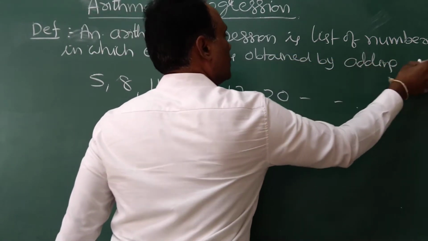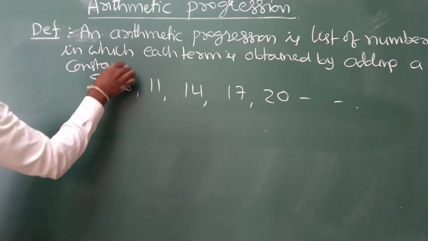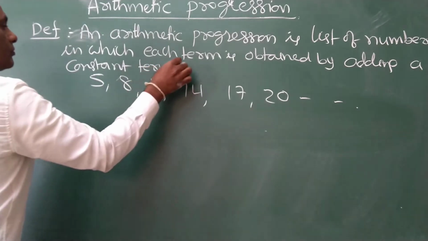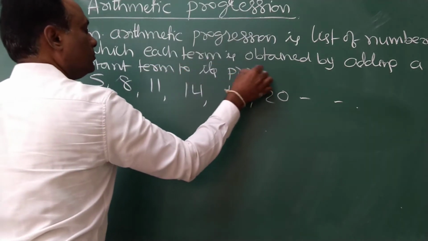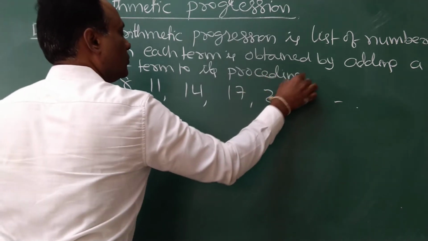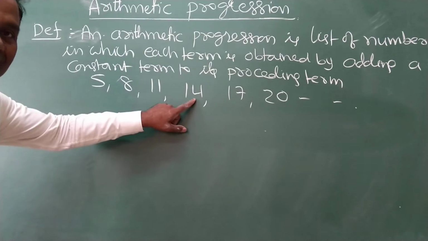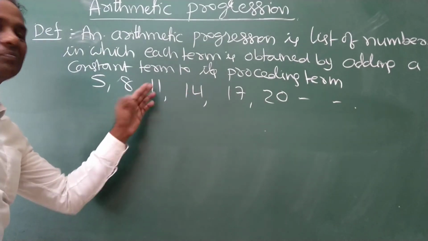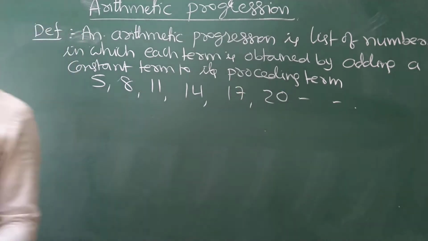Each term is obtained by adding a constant term to its preceding term. Preceding means before term. How do we get 14? 3 is added to its before term. Before term is also called preceding term. Right?